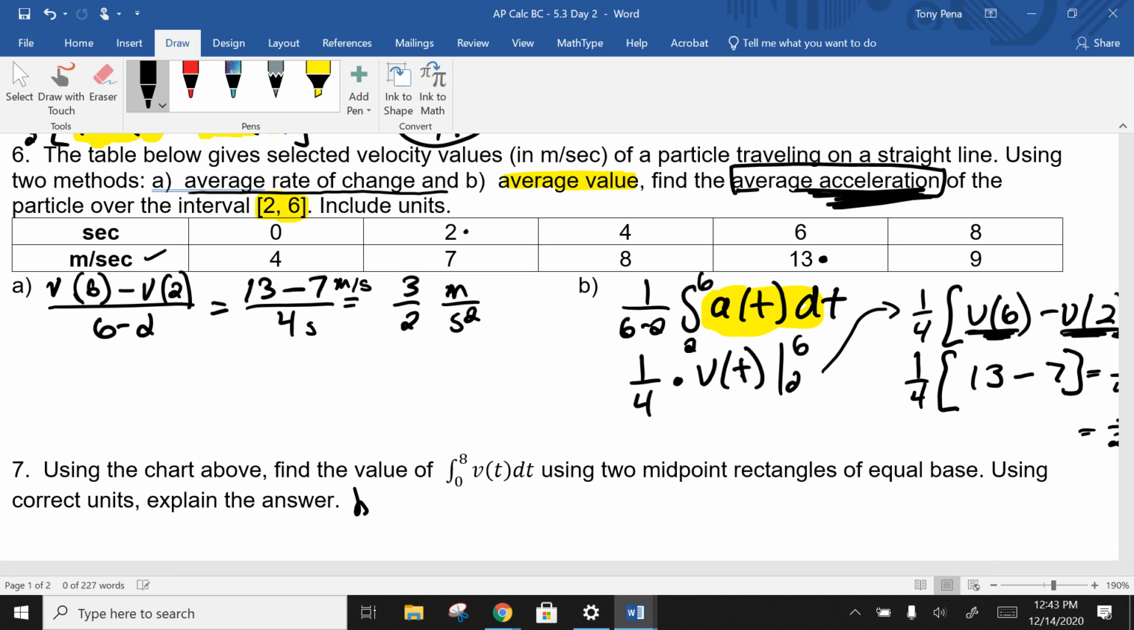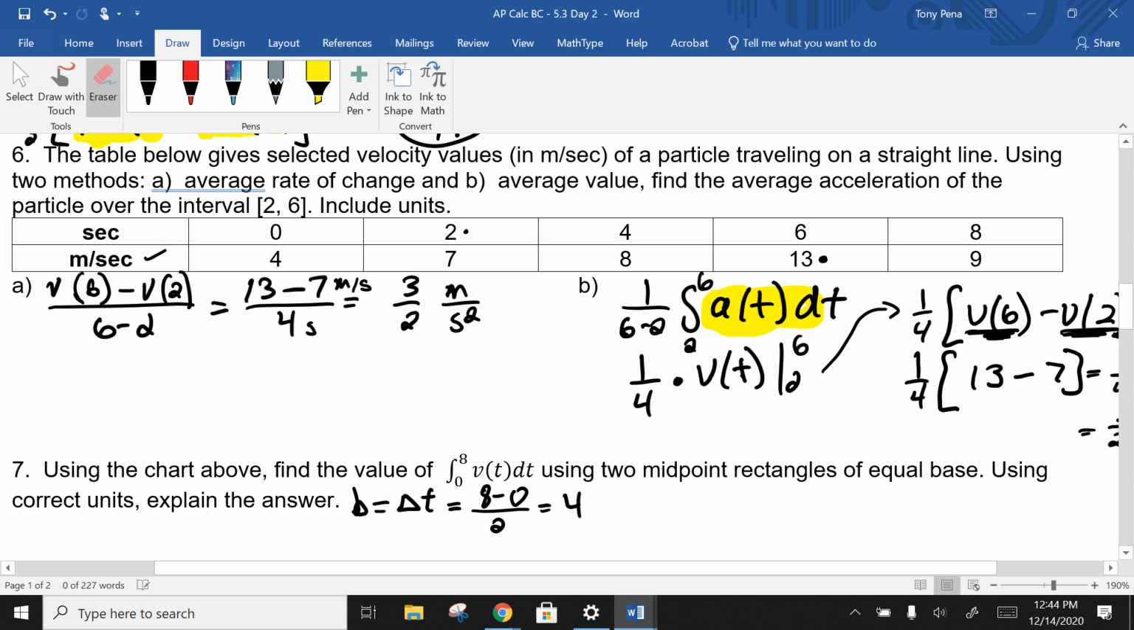So the first thing we have to do is figure out what our bases are, and that's what we called our change in x. I guess in this case, it'd be our change in time. If you put change in x, that's not a problem though. You can leave the x there. Our interval that we're covering is 8 minus 0, and I want 2 rectangles. So to keep these equal, we're going to move over 4 seconds each time.